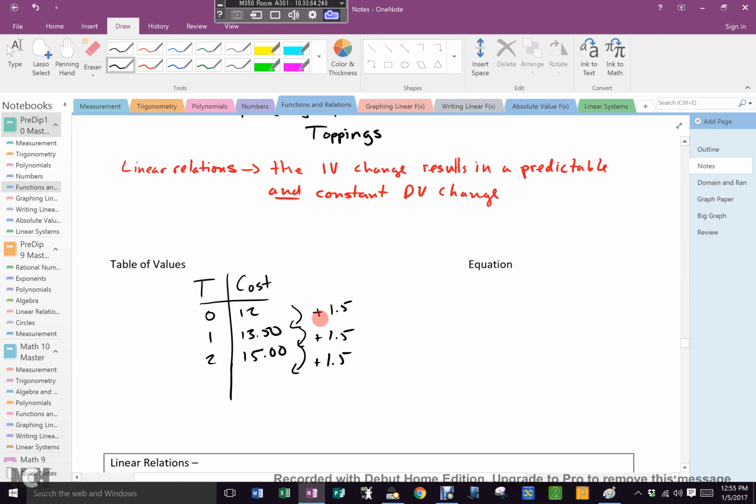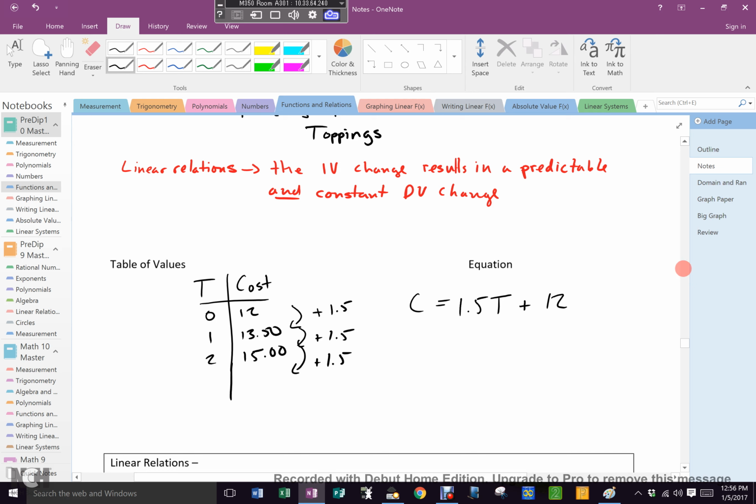What's the shortcut to adding the same thing over and over and over again? Multiply. So I take my 1.5 times toppings plus how much? 12. And that equals my cost. That's the fourth way to show a linear relation. Is everybody cool with that? Everybody's good? That's all grade 9 stuff, yeah? At least it should have been.